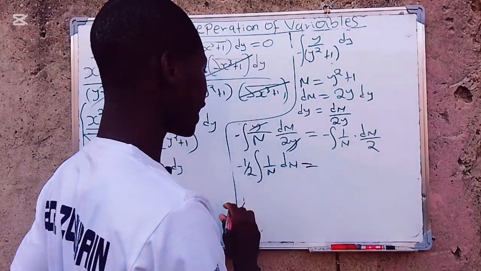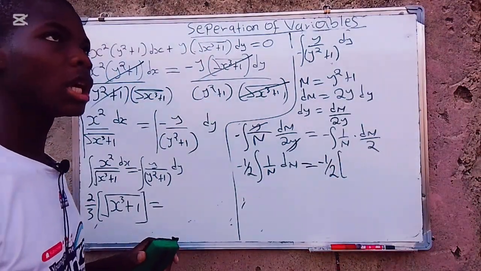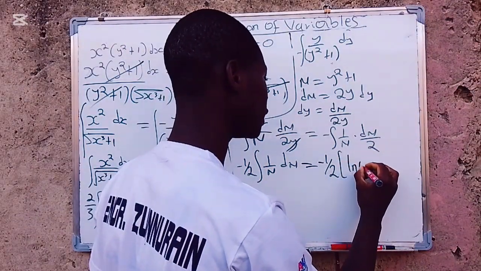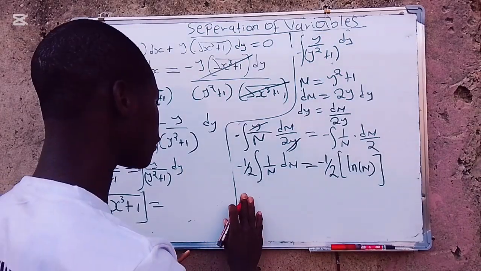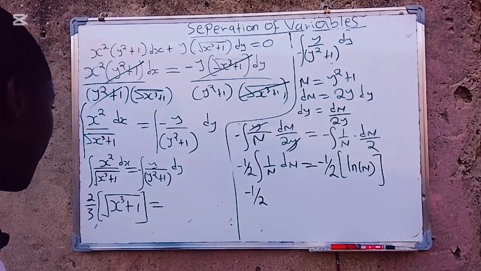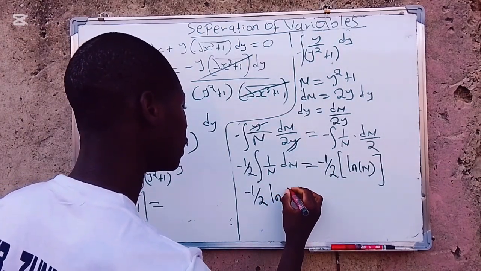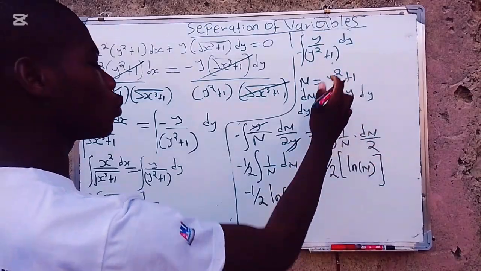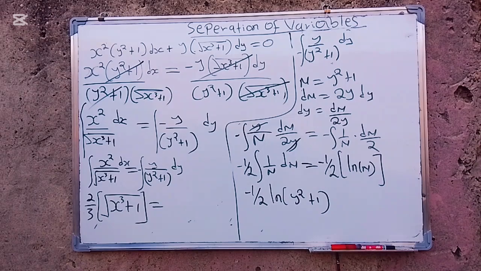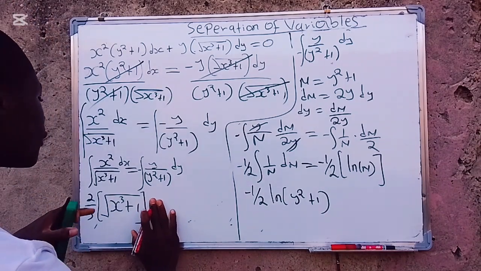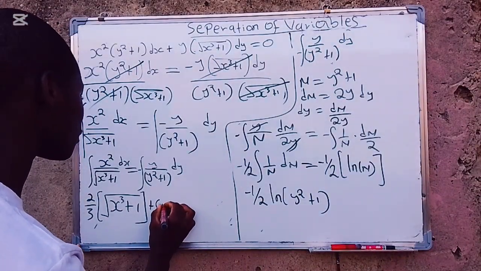The next thing to do is that I have the negative a half. When I integrate 1 over n, it will be natural log, the ln of n. So this negative a half is the same thing as the ln of, I let n to be y squared plus 1. But you have to know that I have to add plus constant.